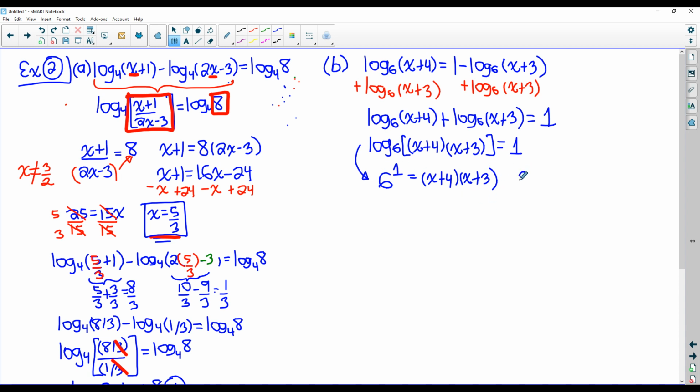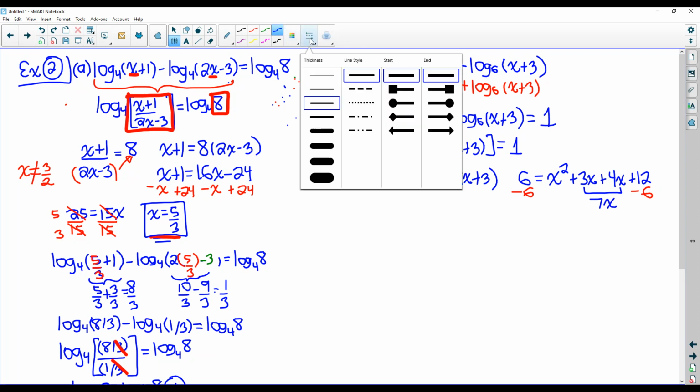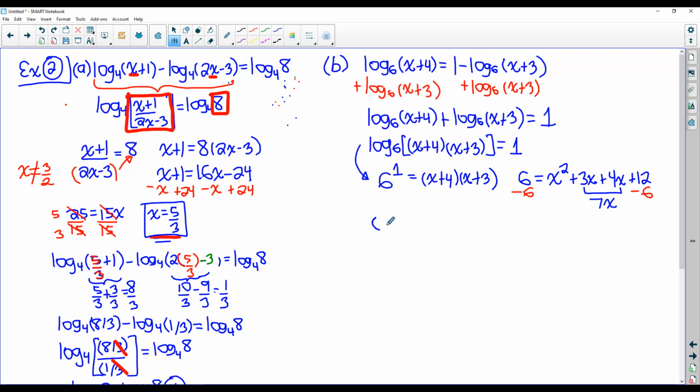We don't need to write down 6 to the power of 1. This right-hand side, we can FOIL that out. So that would be x squared plus 3x plus 4x plus 12, and you can combine these two together to get 7x. Now, that's a quadratic. To solve a quadratic, I want to get all the terms onto the same side. So we're going to subtract 6, and then I would have 0 equal to x squared plus 7x, and then 12 minus 6 is going to be plus 6.